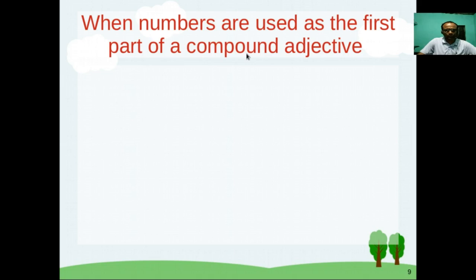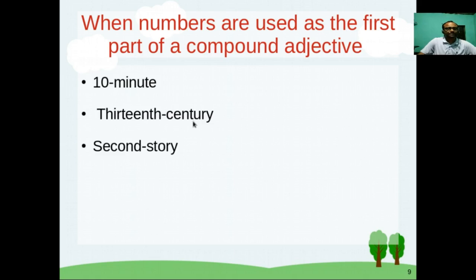There are some other compound words, like when numbers are used as the first part of a compound adjective. Of course, we are talking of compound adjectives, but these compound adjectives have to have numbers before them, like 10-minute. Remember one thing, this 10 can be spelled out also. If we have given a digit here, it can be spelled out also: ten-minute, 13th-century, second-story. For this kind of compound adjective, if they are formed with a number and a noun, usually we use a hyphen between them.